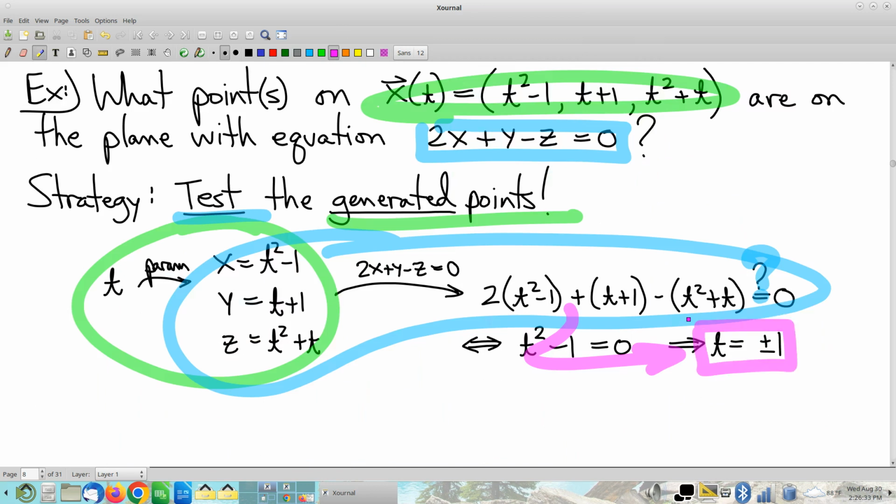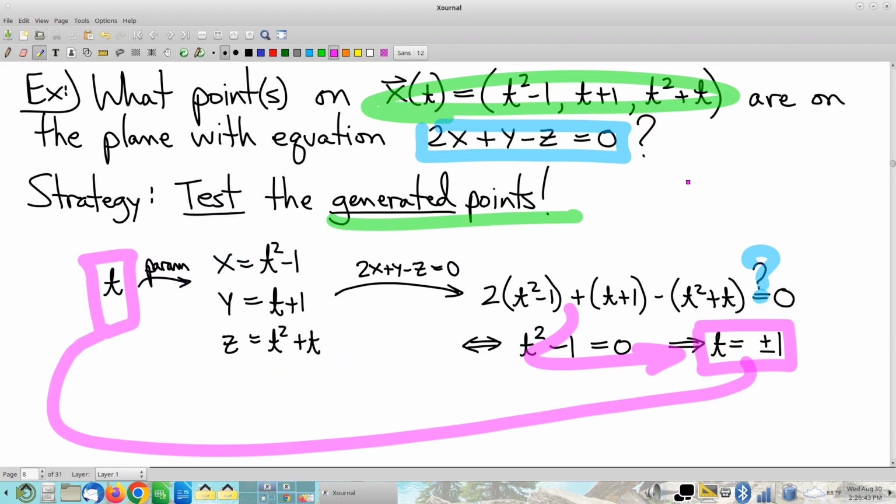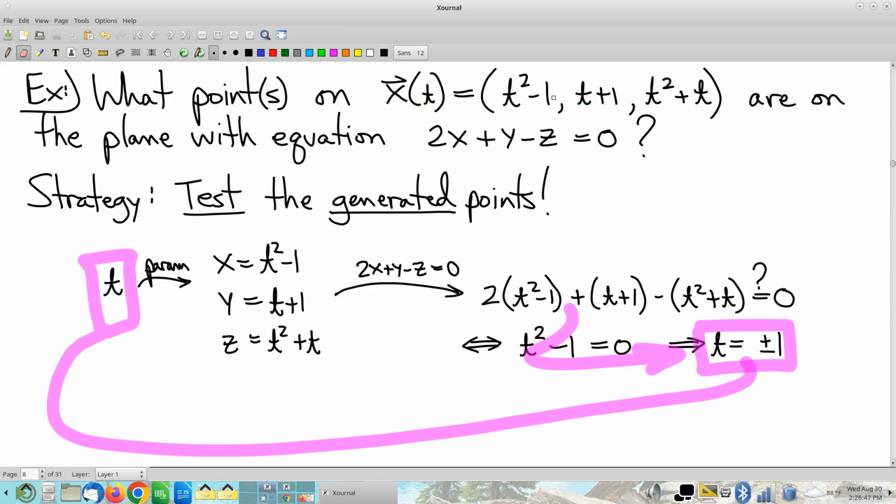And t equals plus or minus 1 is what makes this work. That means these are the values of t that we're interested in. But do keep in mind what the question asked. The question asked for what are the points. The question didn't ask what values of t. The question says what are the points.